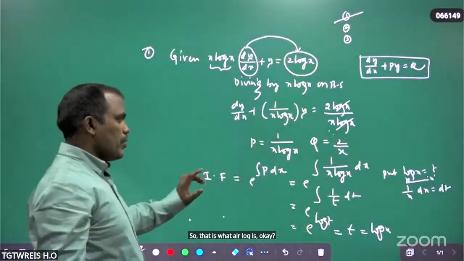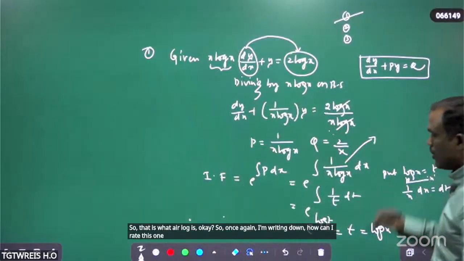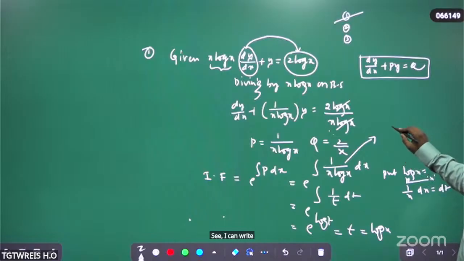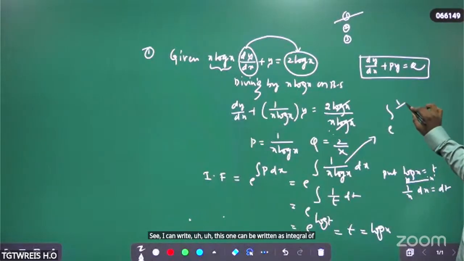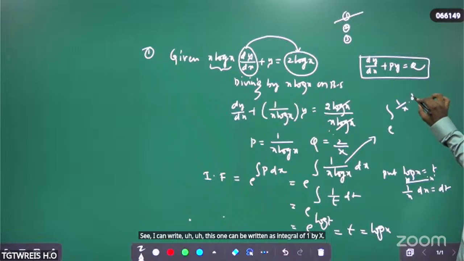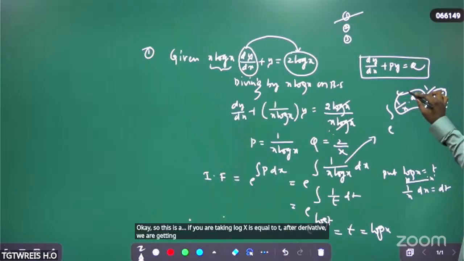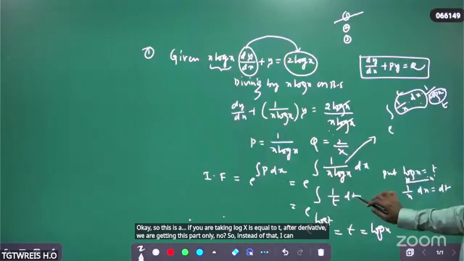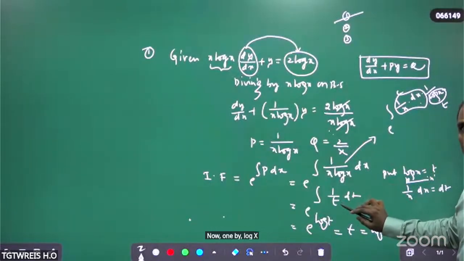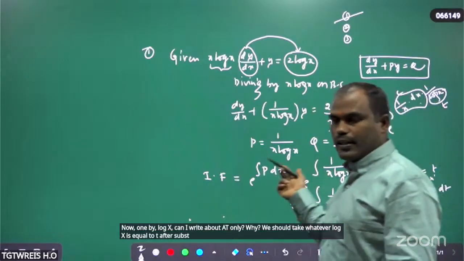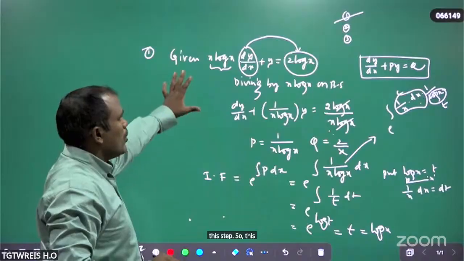Once again I am reading this part, just listen, because some students have doubt here. I can write this as integral of 1 by x into dx into 1 by log x. If you take log x is equal to t, after derivative we get this part, so instead of that I can write dt. Now 1 by log x I can write as t only. Why? Because we took log x is equal to t. After substitution we get this step. So this is the integrating factor.